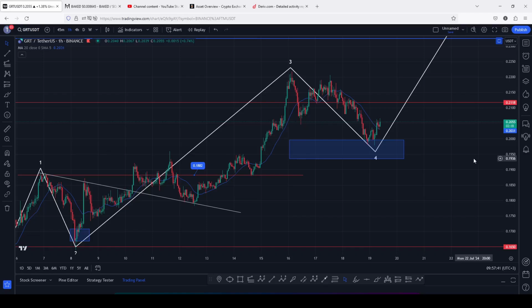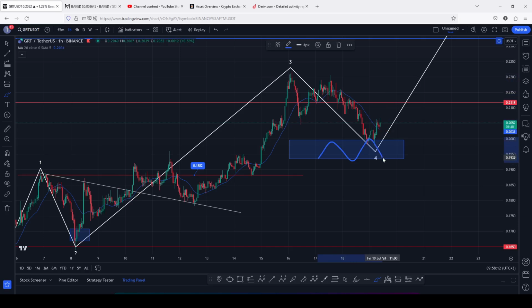GRT's massive breakout move is just getting started, and at the time of this recording we have managed to break above the 20-day MA here on the 1-hour chart, flipping it back into support. And the next key area of resistance that I'm watching for a break above lies above the 0.2118. And all this is playing out after we saw a bit of a breakdown move into this blue target area that I have highlighted here on the charts.